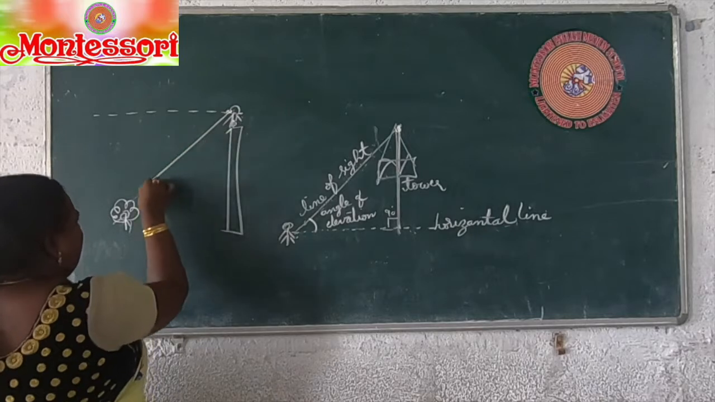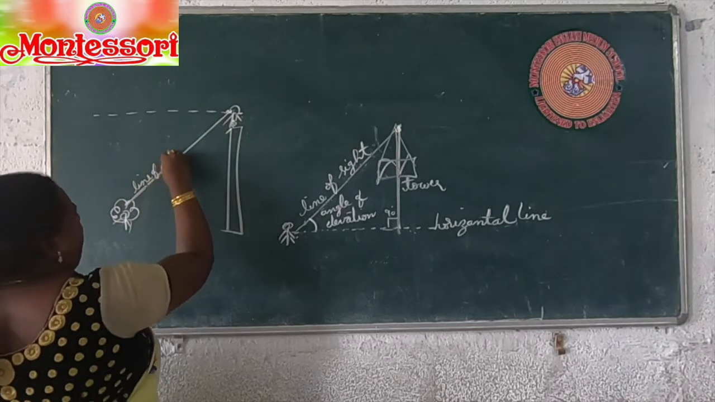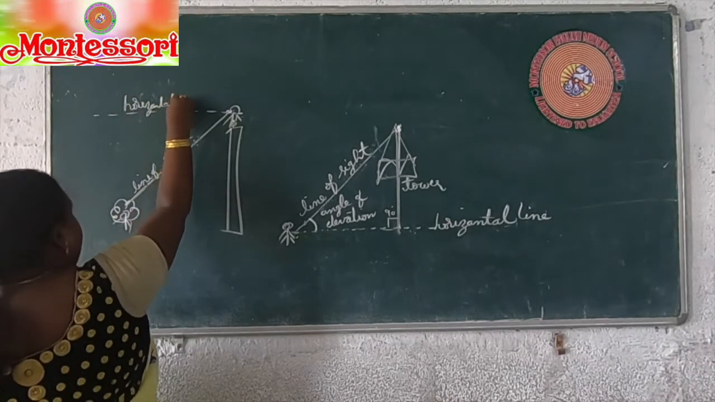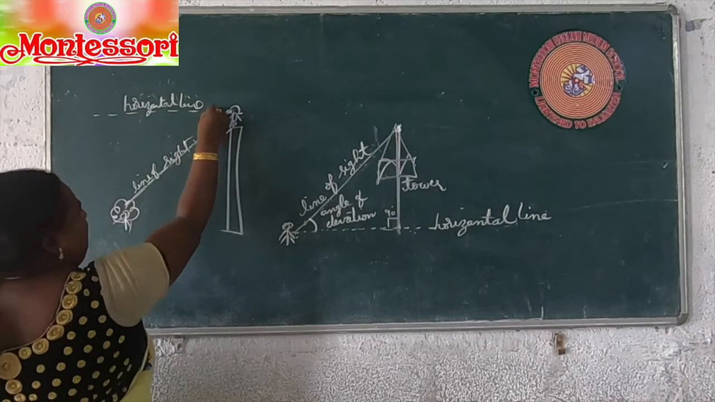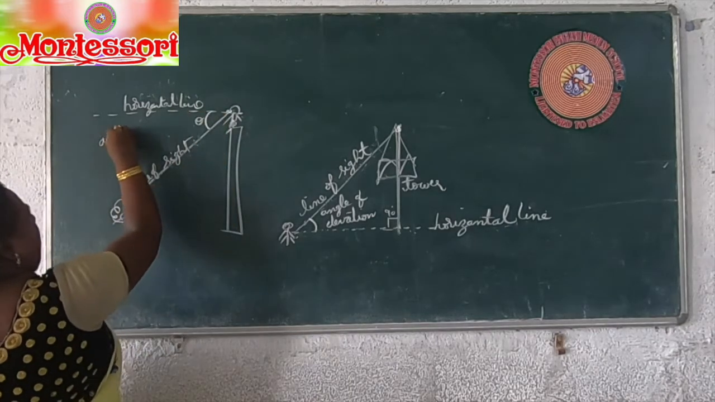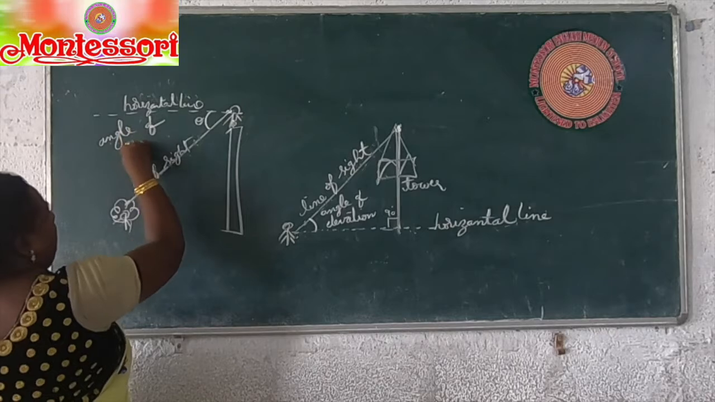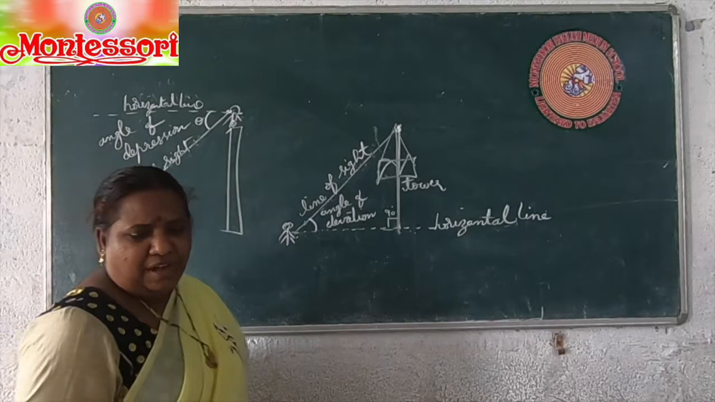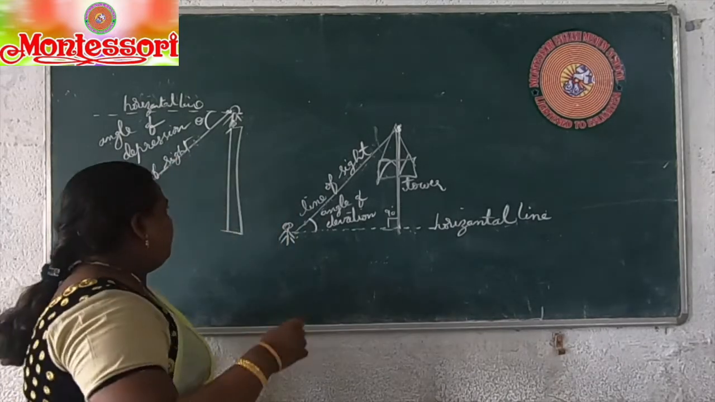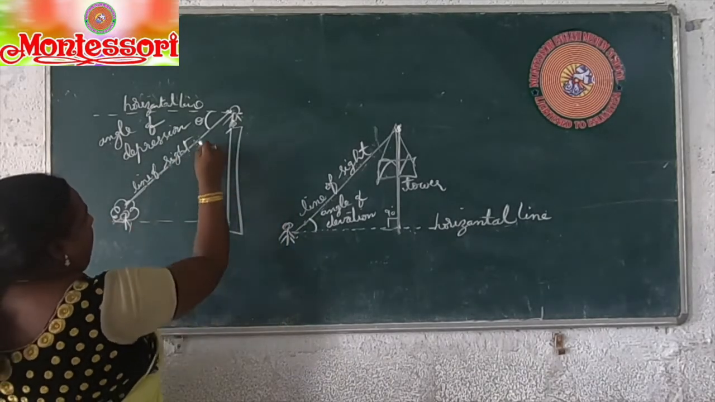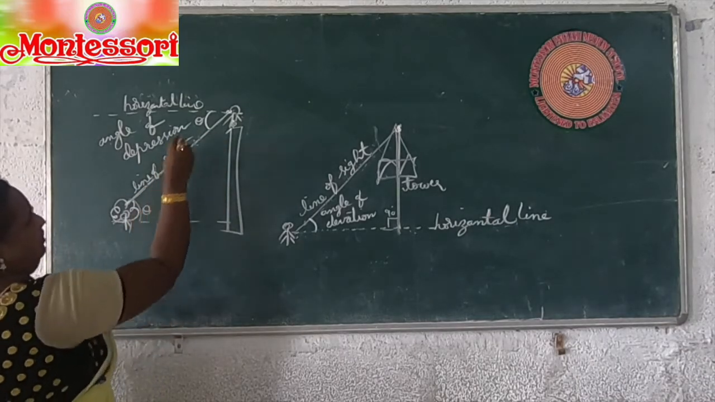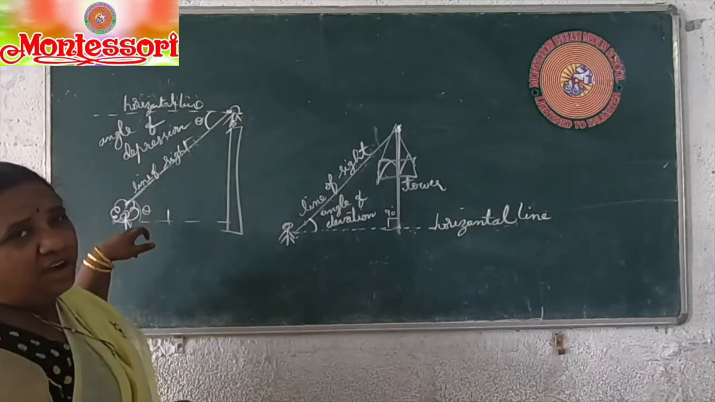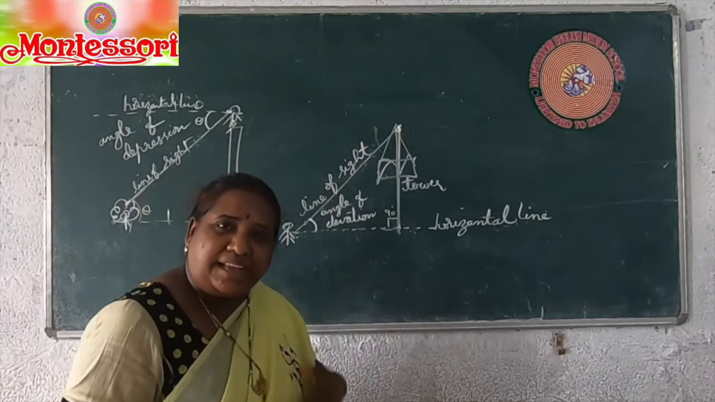Now this is the line of sight and this is the horizontal line. This is called the angle of depression. If you draw the base also, then automatically this angle will also be equal, because these two lines are parallel and this is a transversal. According to the alternate angles property, those two angles are also equal.